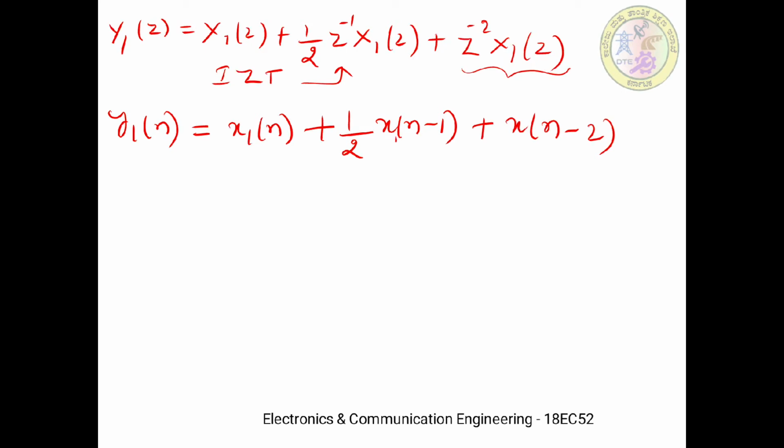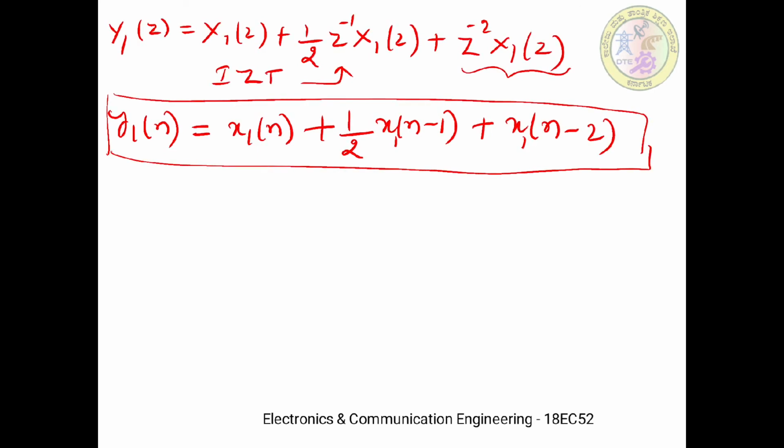Here you can write the suffix as x1 because this is the first part, and for the first transfer function we will consider the input as x1. For the second section we will consider the input as x2, according to the standard block diagram that we have drawn. So once we obtain y1 of n, this is the difference equation for the first section in the cascade. Okay, so this is one important result.